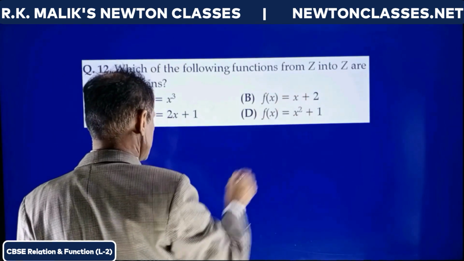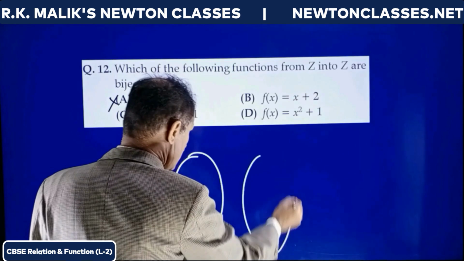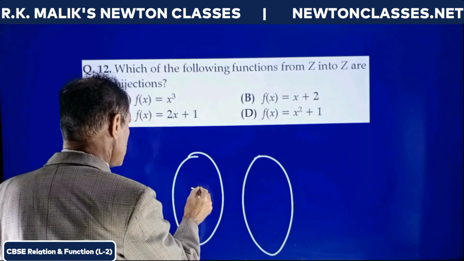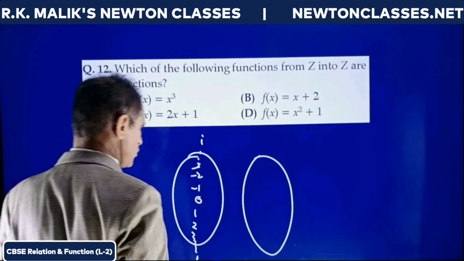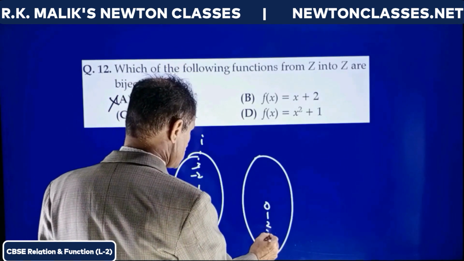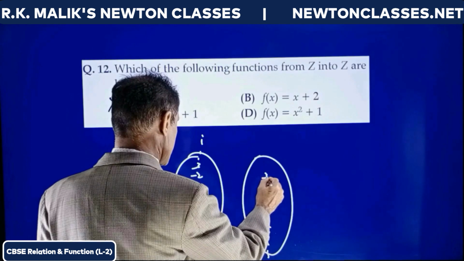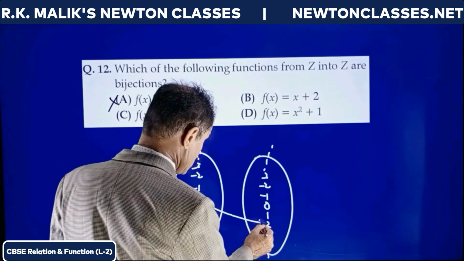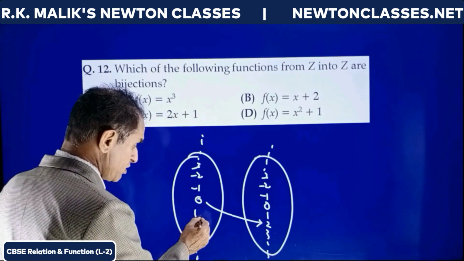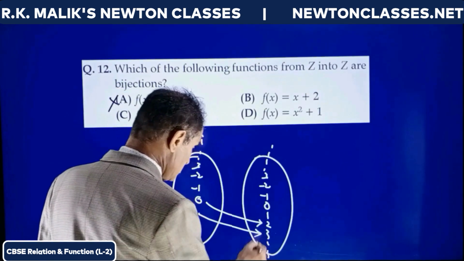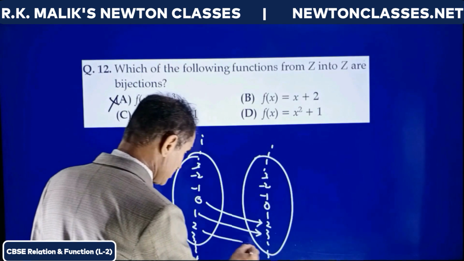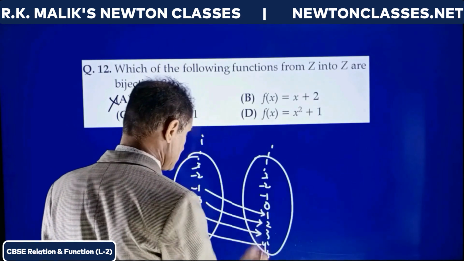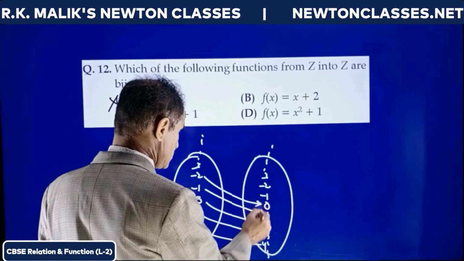And now for this function, again drawing the arrow diagram: 0, 1, 2, 3 and so on, and here also 0, 1, 2, 3 and so on, minus 1, minus 2, minus 3 and so on. You can see easily that when x is 0, the value of f(x) is 2. When x is 1, the value of f(x) is 3. When x is 2, the value of f(x) is 4. When x is -1, f(x) is 1. For -2, the answer is 0.